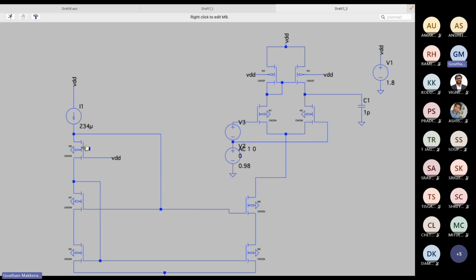Okay, all those curves we got. That was for the MOS in the linear region. Yes, very good. So all the curves that we got were for the MOSFET in which region? Saturation region. But this MOSFET is in which region? Linear region. So we cannot use those curves.